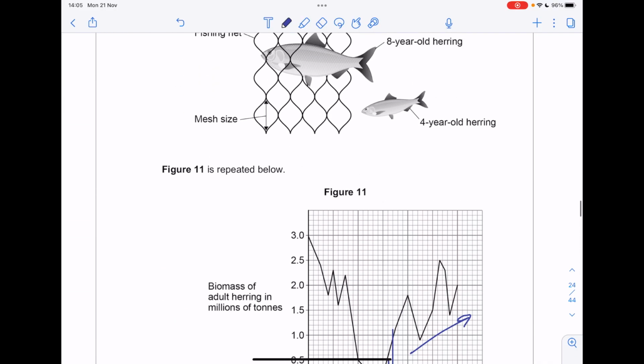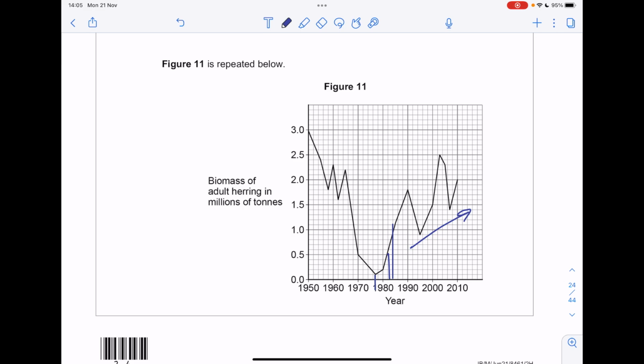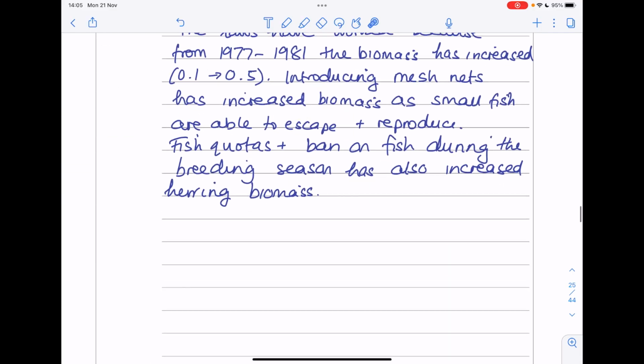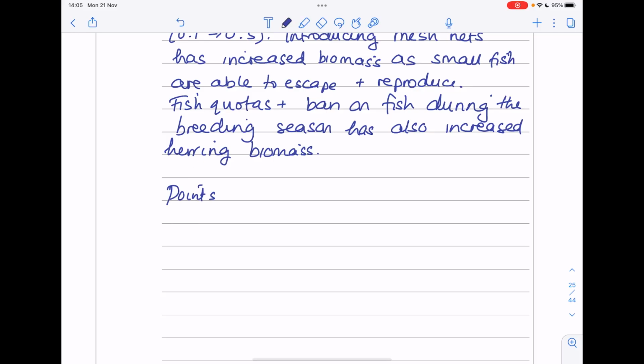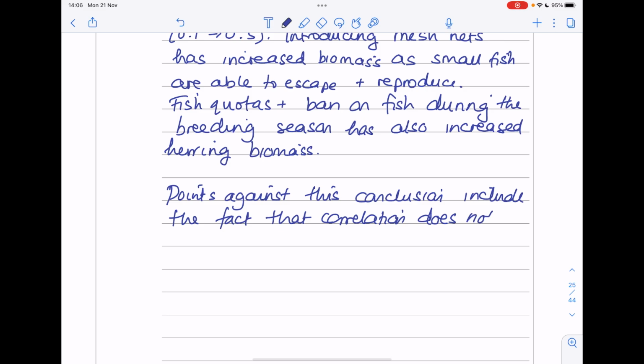Well, what about evidence against? So the most straightforward thing against it is remember that correlation does not always mean causation. So yeah, so what? You've stopped fishing, you've introduced these mesh sizes, the quotas, the lack of hunting during the breeding season. We have no real proof that that is the reason why the biomass has increased. I mean, of course, it's highly probable. So points against this conclusion include the fact that correlation, please always use this point, does not mean causation.